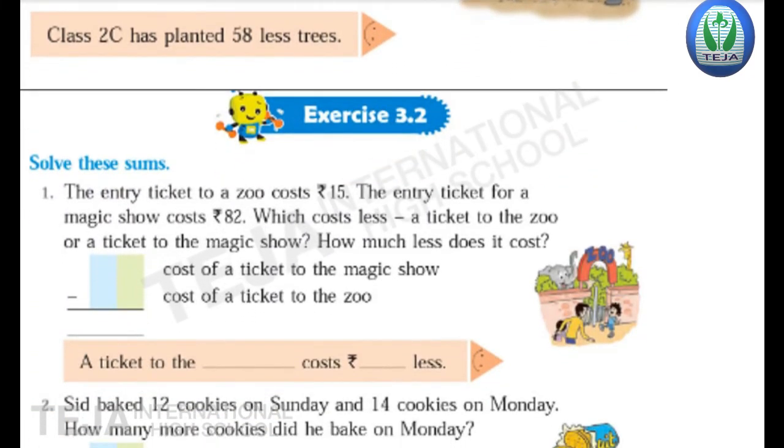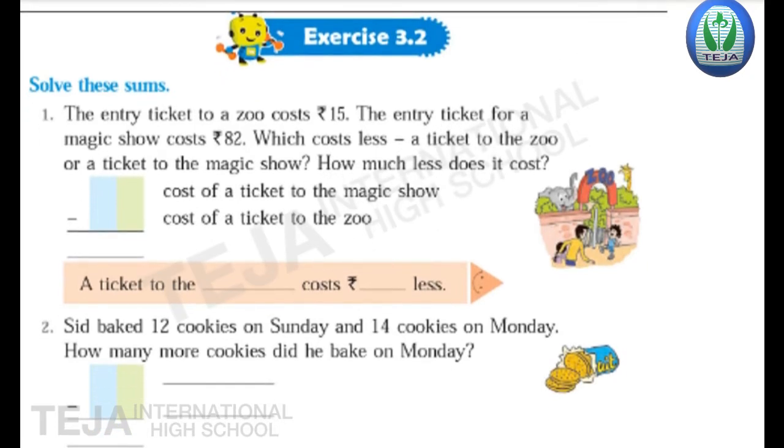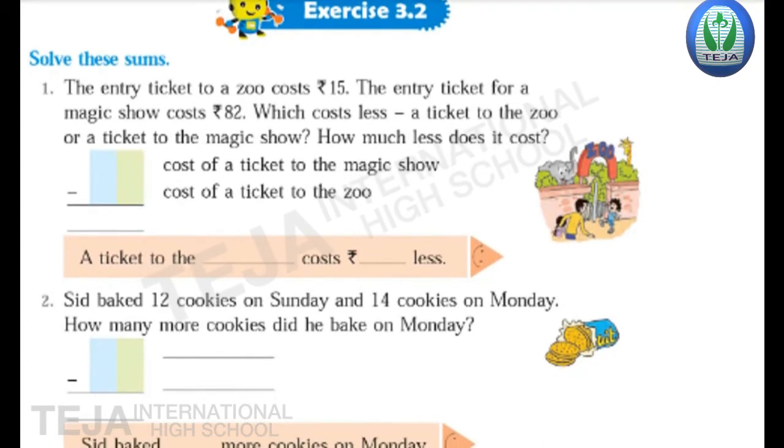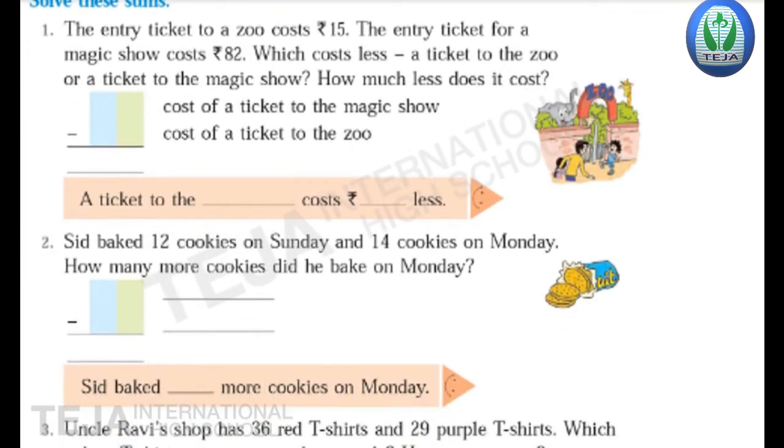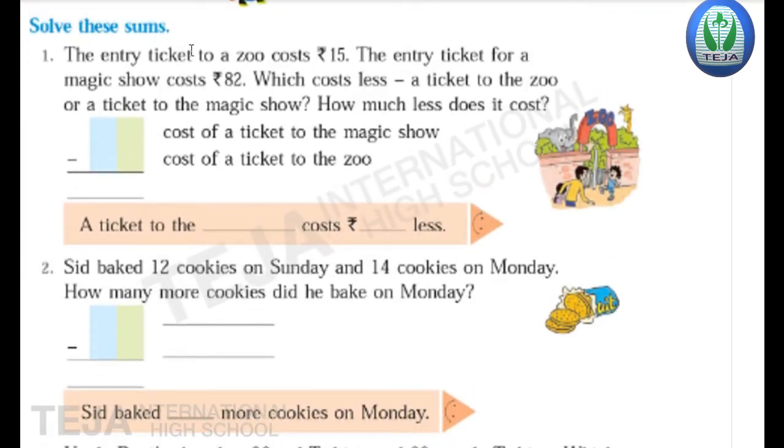Now we have discussed these. Now we'll solve the problems of exercise 3.2, and these are also story sums. Okay, we'll read the question, then we'll solve it. Look at the screen, children. Read the question along with me. First question. The entry ticket to a zoo costs rupees 15. The entry ticket for a magic show costs rupees 82. Which costs less, a ticket to the zoo or a ticket to a magic show? How much less does it cost?